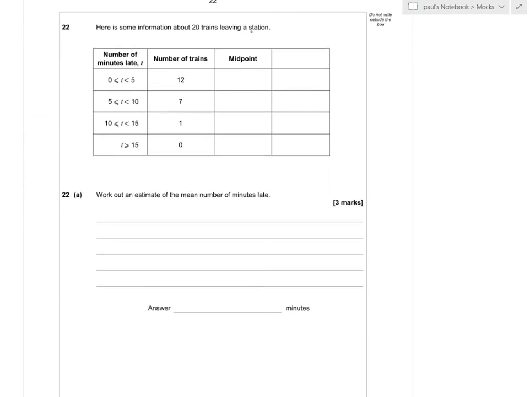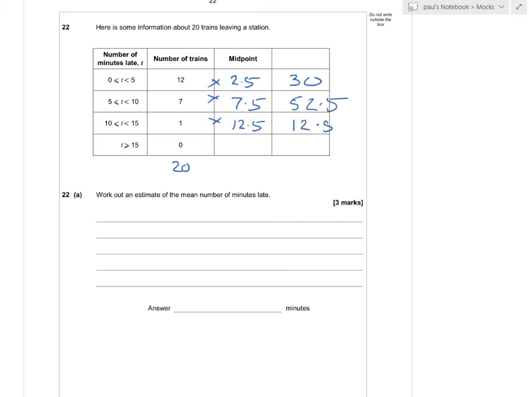Here's some information about 20 trains leaving a station. Work out an estimate of the mean number of minutes late. So the midpoint between 0 and 5 is 2.5. That's 7.5 and 12.5 and nothing there, no trains. Multiply these together and add these up, that's 20. 12 times 2.5 is 30 and 7 times 7.5 is 52.5. And what about 1 times 12.5?